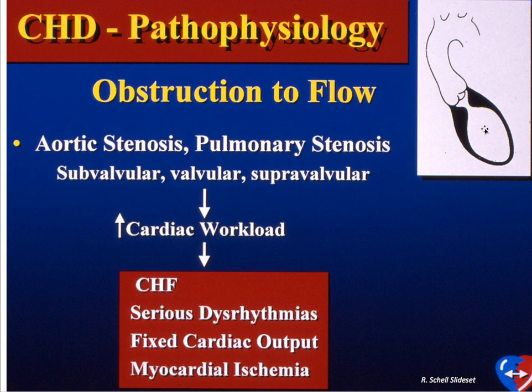The third major pathophysiologic category is obstruction to flow. An example of this is aortic stenosis, pulmonary stenosis, and the stenosis can be supravalvular, above the valve, at the valve, or subvalvular. In adult patients, usually we just think of valvular aortic stenosis, but in congenital heart disease, the lesion can be above, below, or at the valve itself.